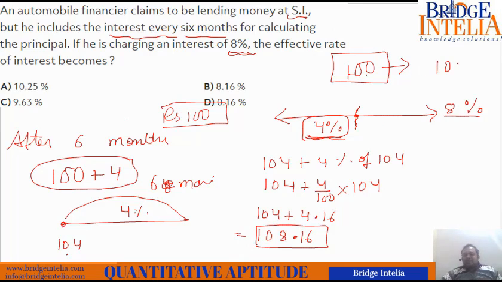So you can see in 1 year he had given rupees 100, but he is going to get back rupees 108.16. So in 1 year he has gained 8.16 on rupees 100. So the effective rate of interest is 8.16. If you calculate what percent of 100 is 8.16, you would be wasting your time. It is obviously 8.16%.